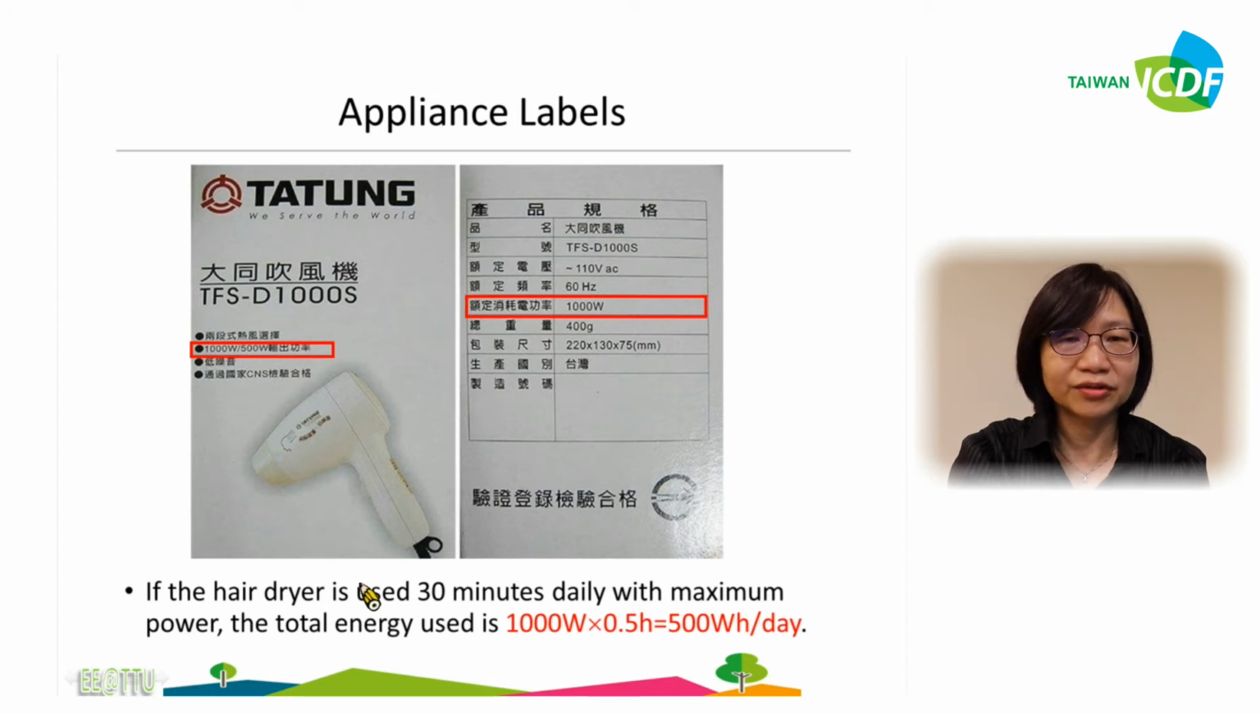And then you can calculate the daily usage. For example, if you use it 30 minutes per day and assume that the maximum power is used, then you multiply the maximum power by 30 minutes, or 0.5 hour, and the resulting energy use will be 500 watt-hours per day.